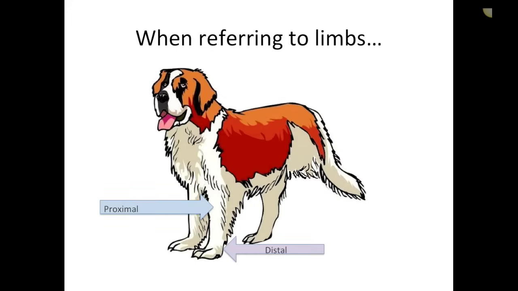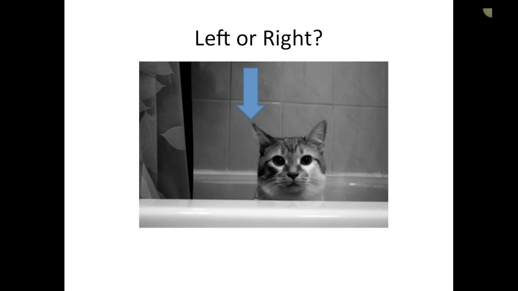Okay, so just remembering that proximal and distal is specifically referring to limbs only. And then when we're looking at animals, we always have to remember that they get their own left and right. So we don't mirror ourselves onto them. If I'm looking at the table and I put my right hand down, that's the right side of the table. Whereas if it's an animal, they have their own left and right.